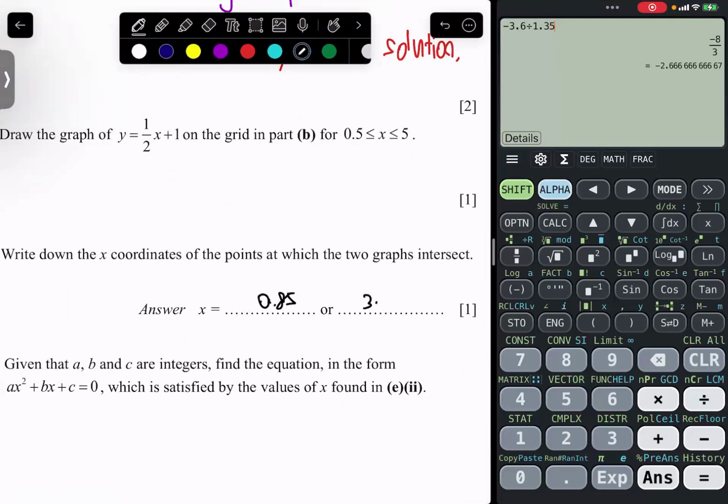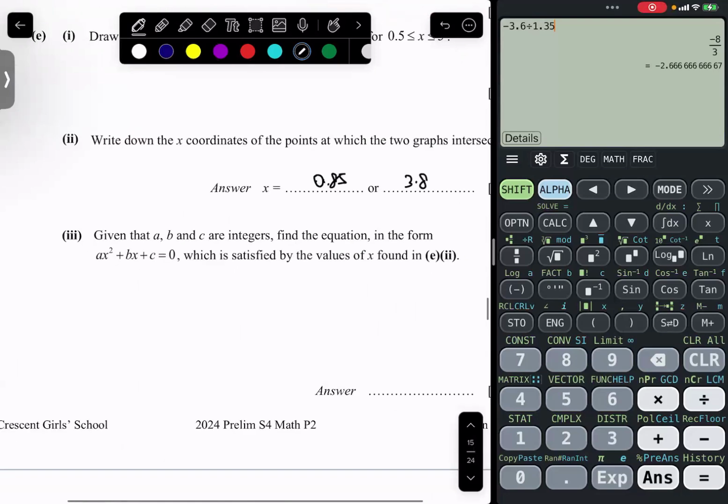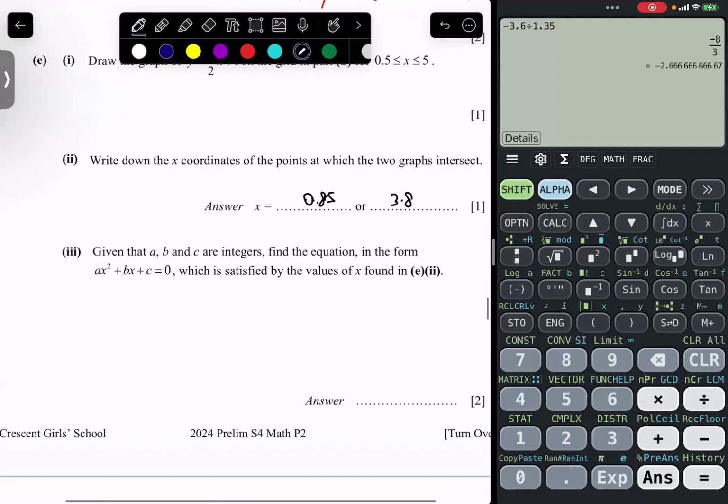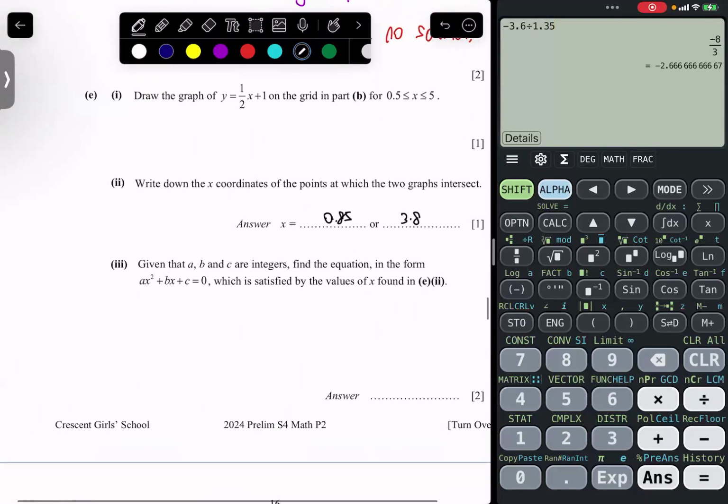0.85 and 3.8. Given that a, b, c are integers in the equation in the form ax squared plus bx plus c equals 0, which is satisfied by the value of x found in part I. So then what do we do? Just equate the two graphs.